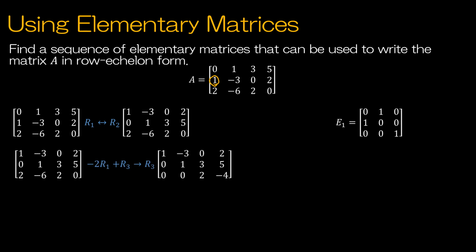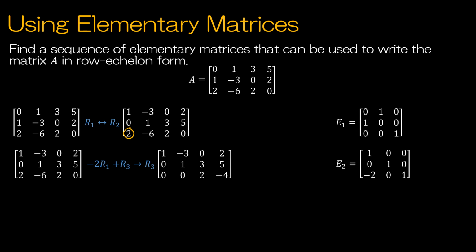Next, again, I already have the 1 where I want it and the 0 where I want it, and now I would want to take care of that 2. So let's take -2 times row 1 plus row 3 is my new row 3. What would that look like as an elementary matrix? Again, -2 in the first column plus 1R3, and that's written in the third row.